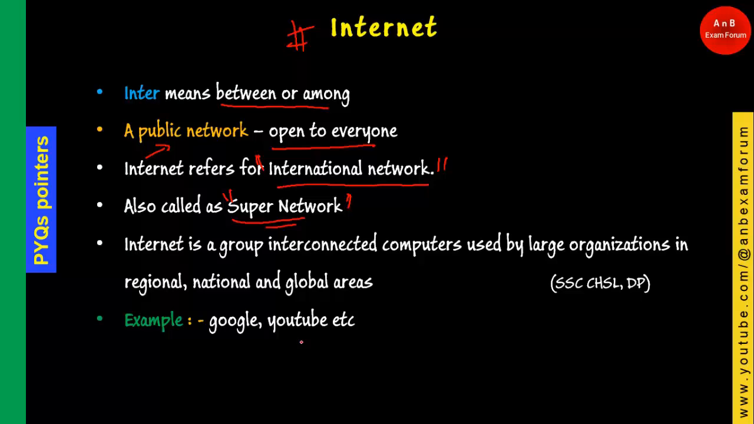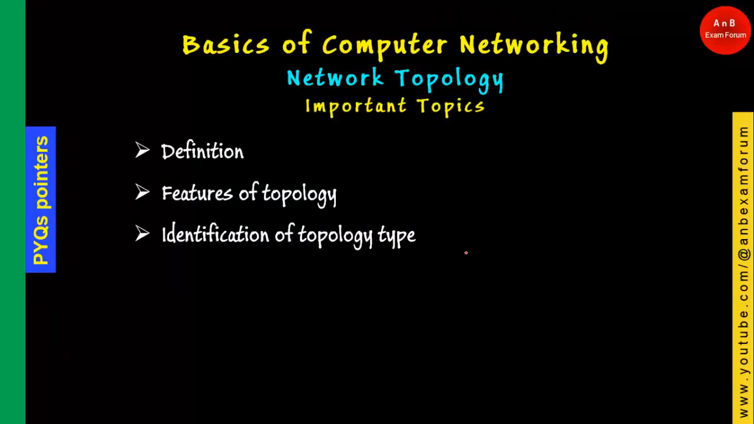Okay, so we have seen three types of network: intranetwork, extranetwork and the internetwork, also known as the internet. The next topic in the basics of computer networking is network topology. This is a very important topic from the exam point of view, whether it is SSC CGL, CHSL or RRB NTPC. In this chapter, the most important things are the features of the topology and the identification of the topology. These types of questions are generally asked in the exam.